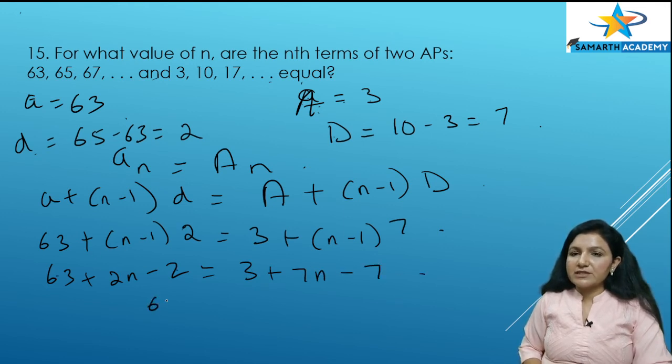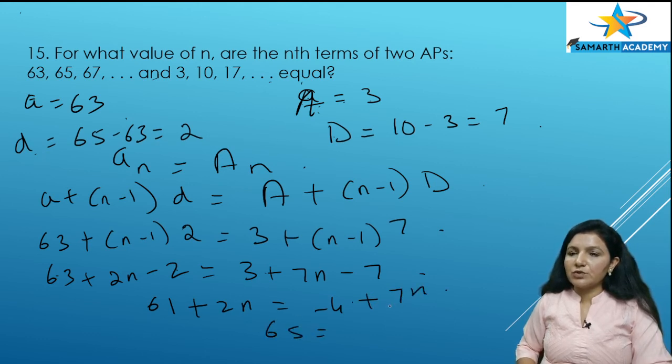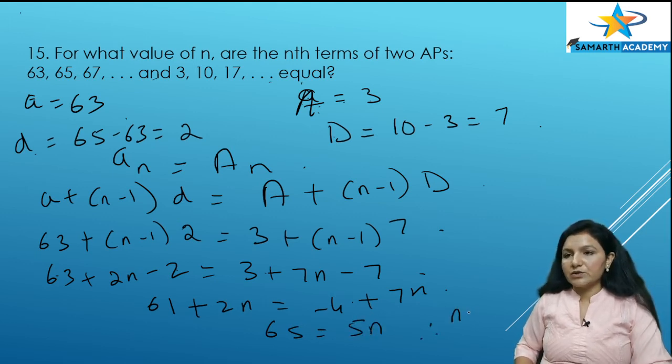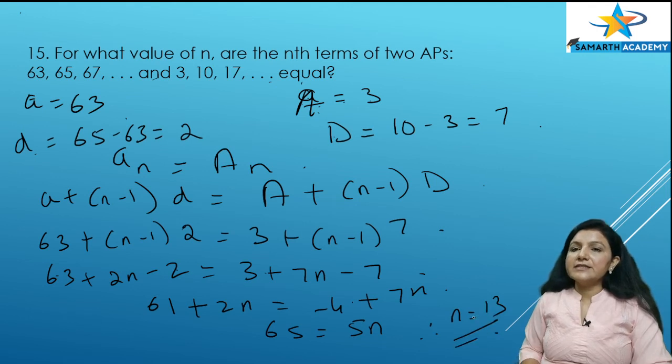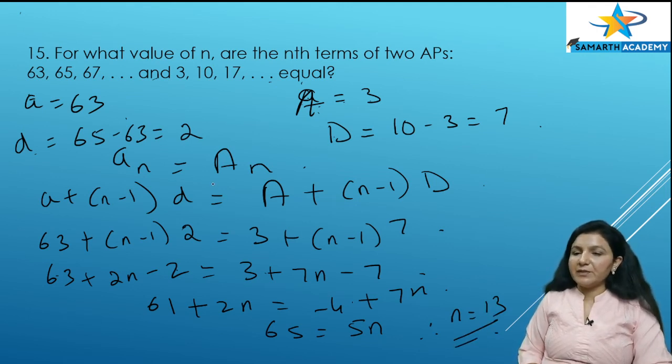63 minus 2 is 61 plus 2n is equal to 3 minus 7, which is minus 4, plus 7n. Then for this side, minus 4 this side, it becomes 65 is equal to 7n minus 2n, which is 5n. Therefore, n is equal to 13. Hence, the 13th terms of the given APs are equal.